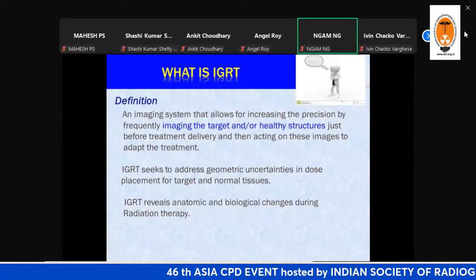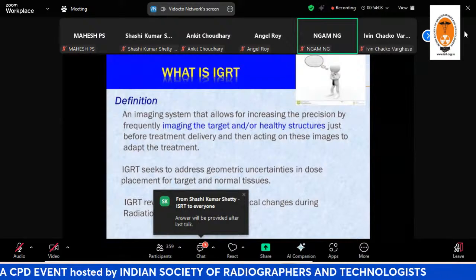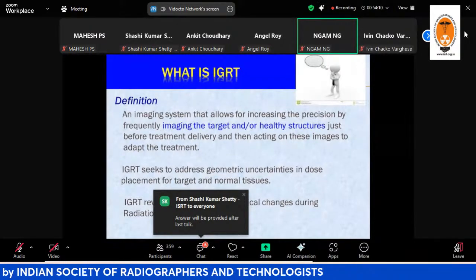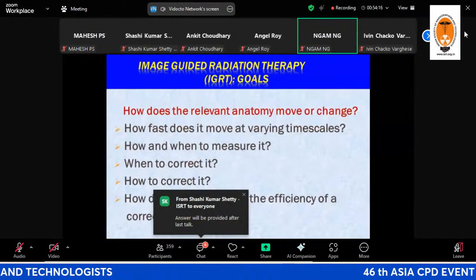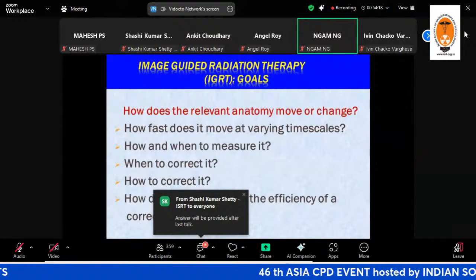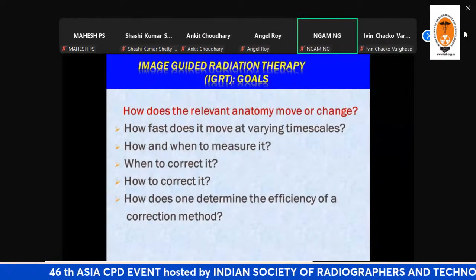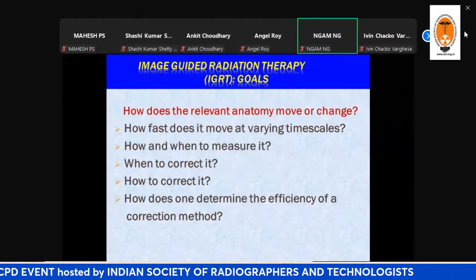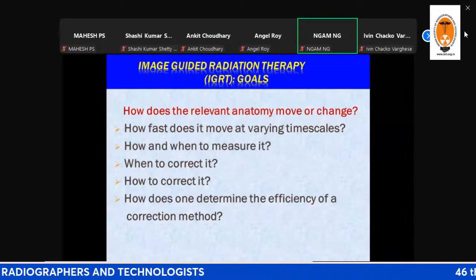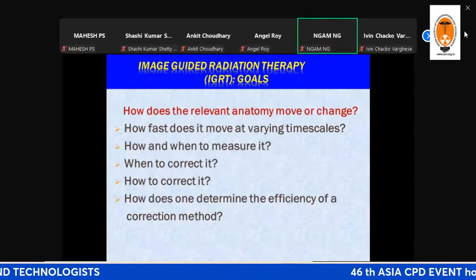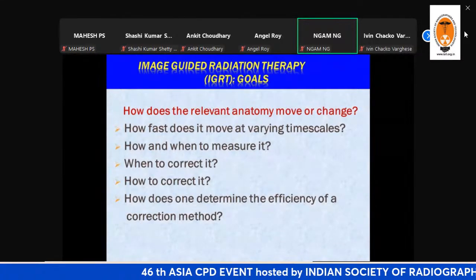IGRT seeks to address geometrical uncertainties in dose placement for target and normal tissues. IGRT reveals anatomical and biological changes during radiotherapy. So the goals of IGRT are: how does the relevant anatomy move or change, and how fast does it move at varying times, because it differs from patient to patient and tumor to tumor; how and when to measure it, which is very important; when and how to correct it; and how does one determine the efficiency of the correction method.